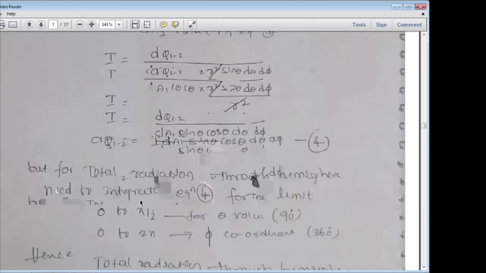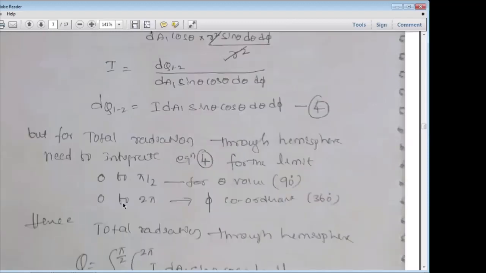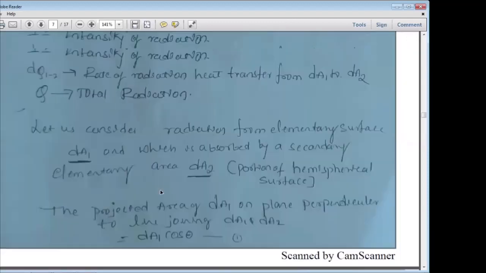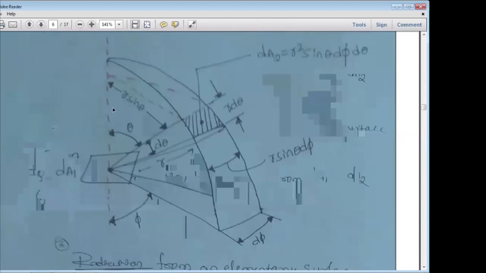So we need to integrate equation number 4 for the limits. Theta is 0 to pi by 2. Understand? The limit is that theta varies from 0 to 90 degrees only, that means 0 to pi by 2. That is for the theta value. And the phi value is 0 to 2 pi. So phi is 0 to 2 pi here, which is around 360 degrees. But theta is only 0 to 90 degrees.